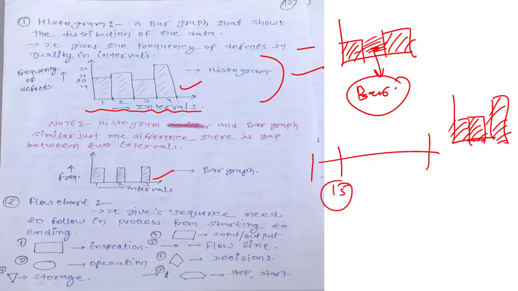Okay, so next we will discuss flowchart. It gives the sequence of the flow of a process from starting to ending. You know guys, flowcharts are used in computer programming, where you also write flowcharts. The same flowchart we will discuss here, but in what manner.